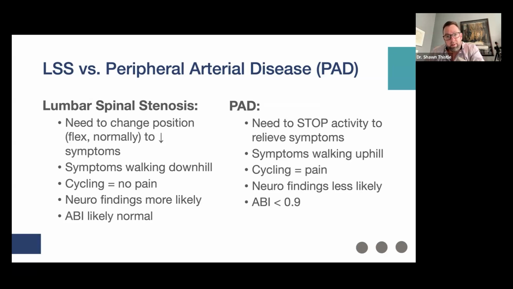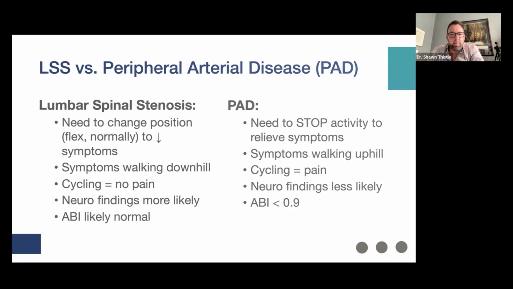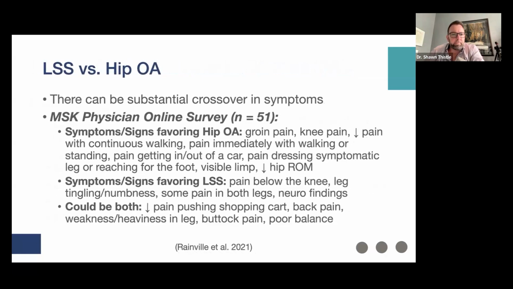As soon as you see an ankle brachial index going below 0.9 as the ratio, then you're looking at peripheral arterial disease. And again, they need to stop what they're doing to relieve their symptoms. They will have symptoms walking uphill, whereas a lumbar spinal stenosis patient might not because you're kind of leaning forward, flexing forward as you're going up. Cycling will be painful and intolerable for them. Ultimately, it doesn't quite matter what the activity is. They just get clogged up and things don't flow properly and they have to stop. And for these patients, neurological findings are less likely, but you may see peripheral signs of cardiovascular disease like skin changes, nail changes, that sort of thing. So if you see that in combination with the leg symptoms, peripheral arterial disease might be more reasonable.